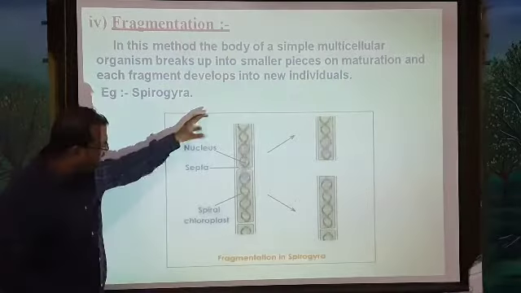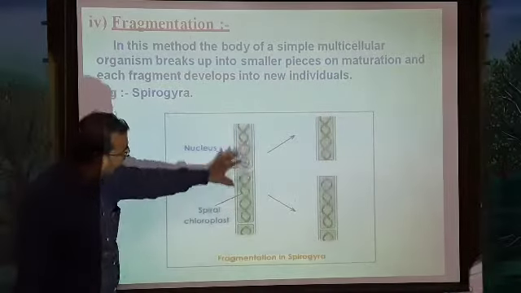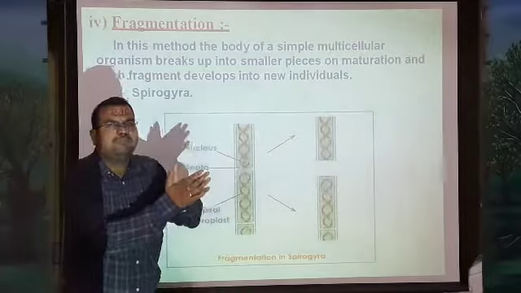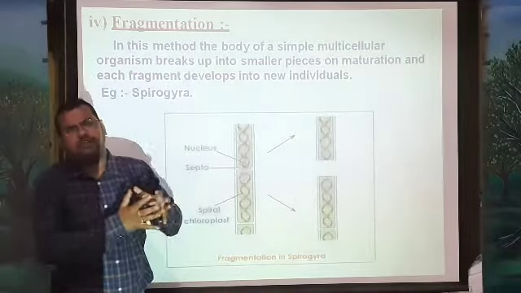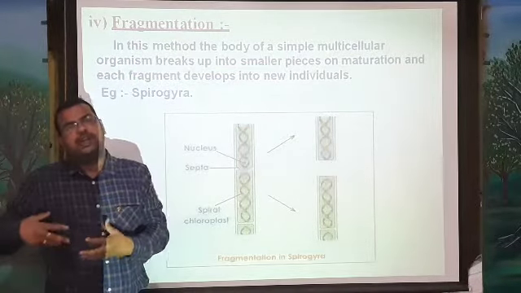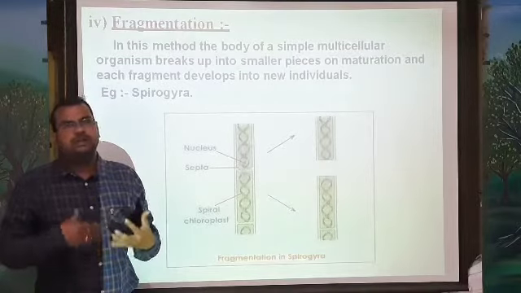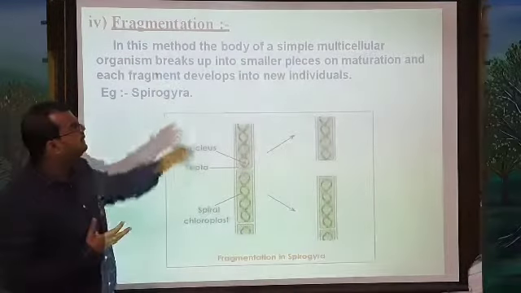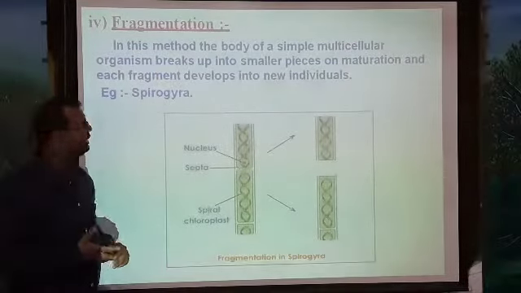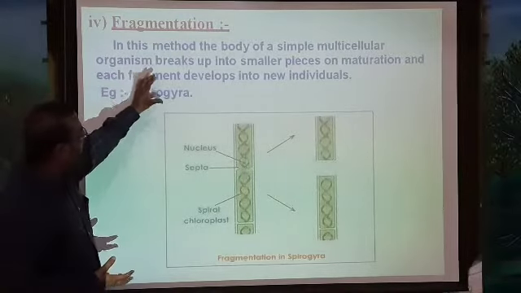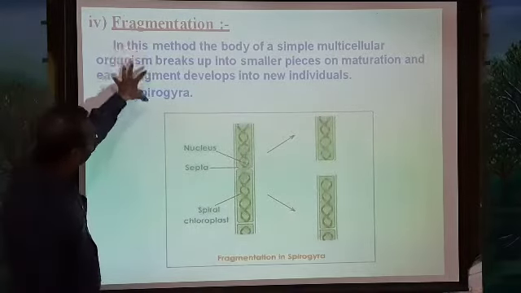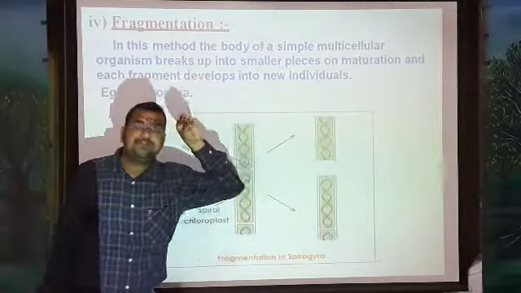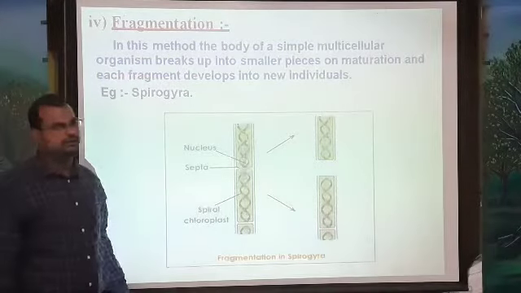Here, see this. This is an organism. It breaks up into a number of pieces or fragments. Each fragment is going to become a new individual. So this is called fragmentation. An example here is spirogyra. Usually fragmentation takes place in simple multicellular organisms.